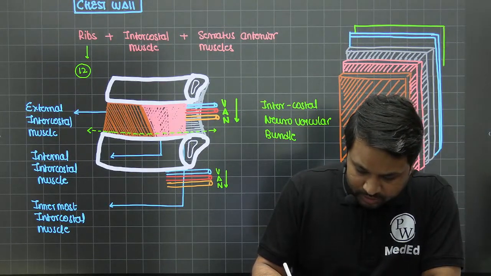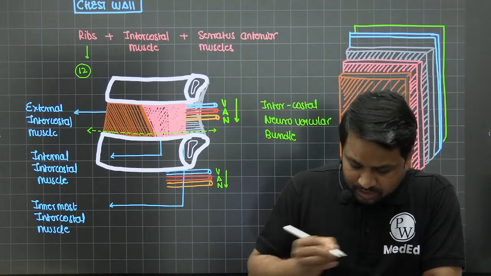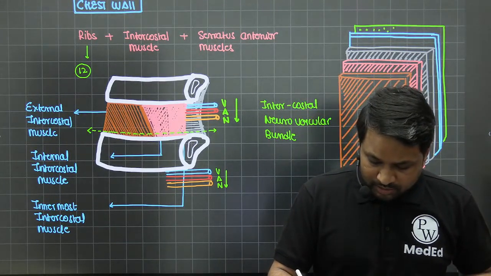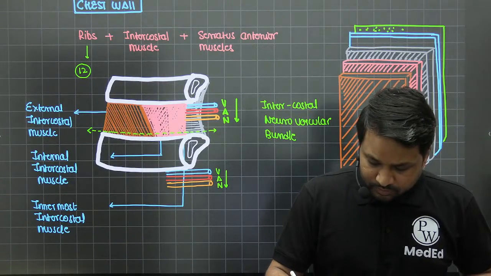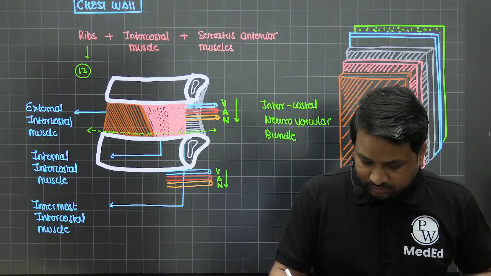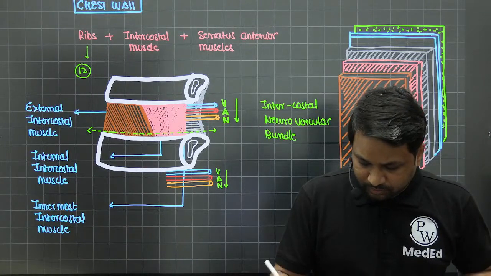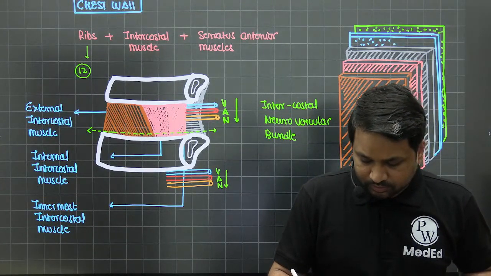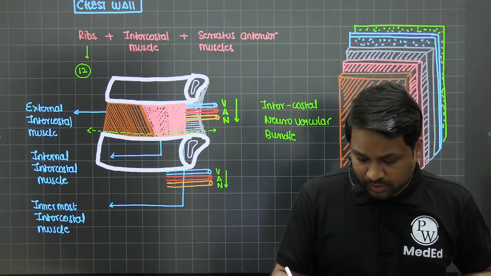It is going to be your parietal pleura, right? So this is the parietal pleura that you have. This is the parietal pleura. This is the endothoracic fascia. This happens to be the endothoracic fascia.